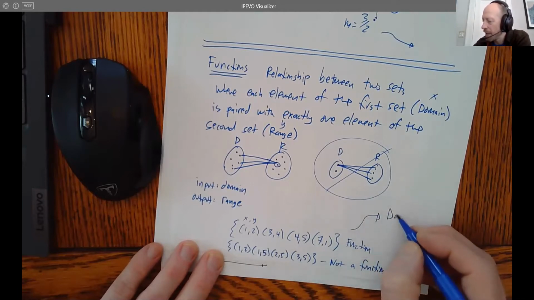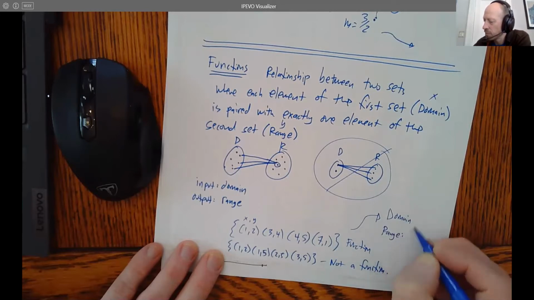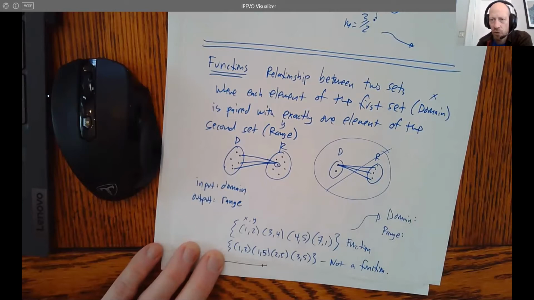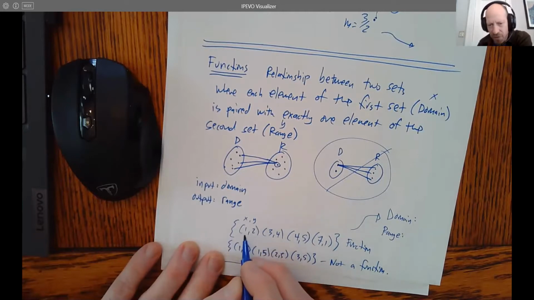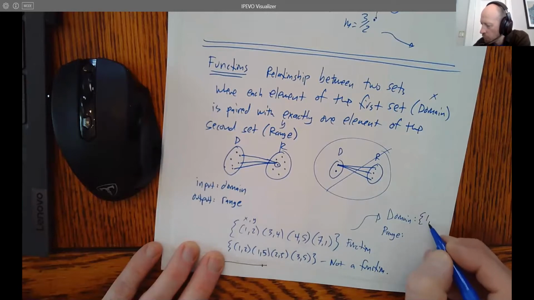These have a domain and a range. When I list the ordered pairs like this, the domain is just a list of the x values, or the inputs. So in this case, the domain is just 1, 3, 4, and 7.